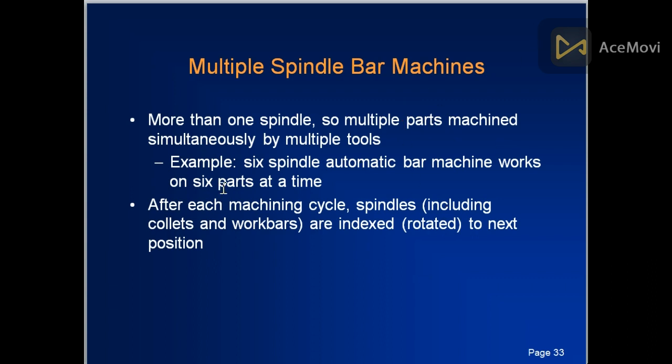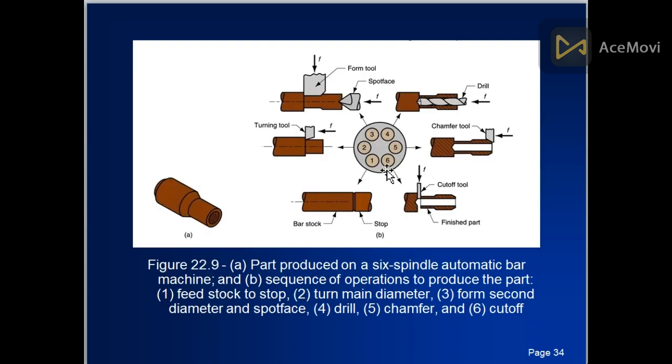Multiple spindle bar machines have more than one spindle, so multiple parts are machined simultaneously by multiple tools. Example, six spindle bar machines work on six parts at a time. After each machining cycle, spindles, including collets and work parts, are indexed to the next position. First tool is used for feeding the bar stock. Then second is turning tool, then third is form tool, then fourth is drilling, then chamfering, and finally the cutoff. This is the process that can be done with the six-spindle automatic bar machine.